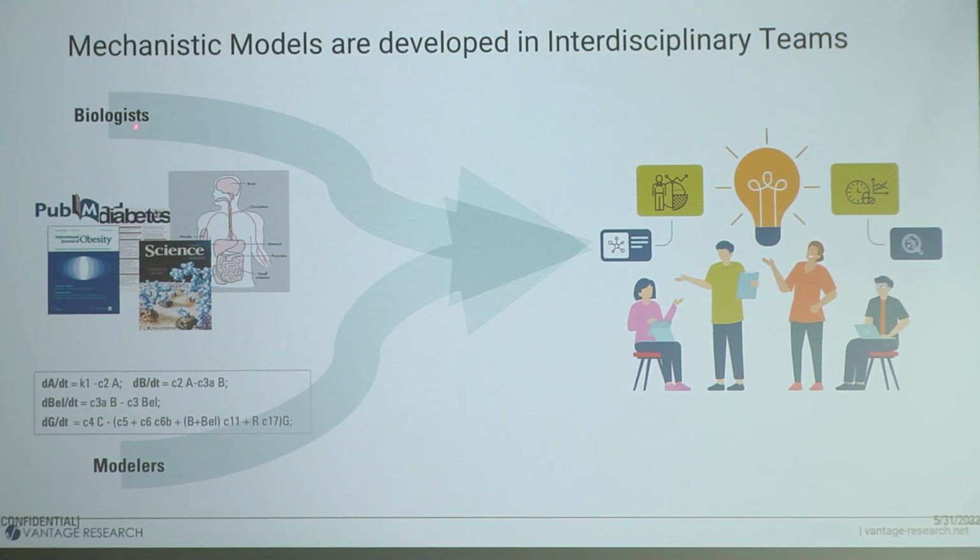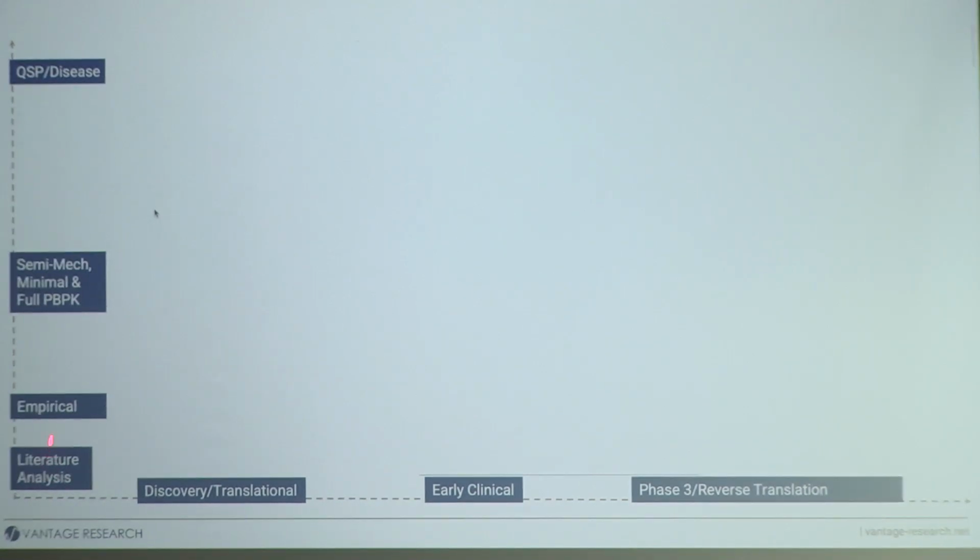To give you a little sense of how these models are developed, there are biologists and there are modelers. Biologists come with a baseline degree in immunology, cell biology, molecular biology, etc. Modelers are folks with a physics or engineering background, and together we crunch the literature to understand how to build these models. Sometimes this is the full-blown way we develop a model. Sometimes the models are semi-mechanistic, minimal, they don't have to be very complicated. Sometimes it's just empirical, or from literature analysis.